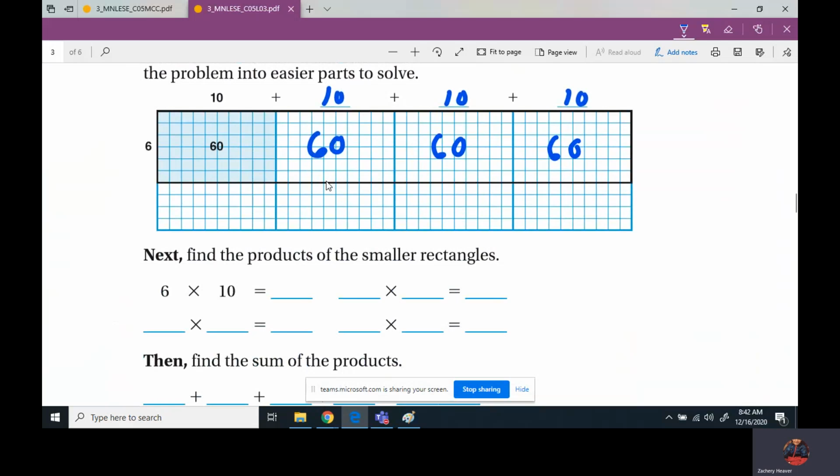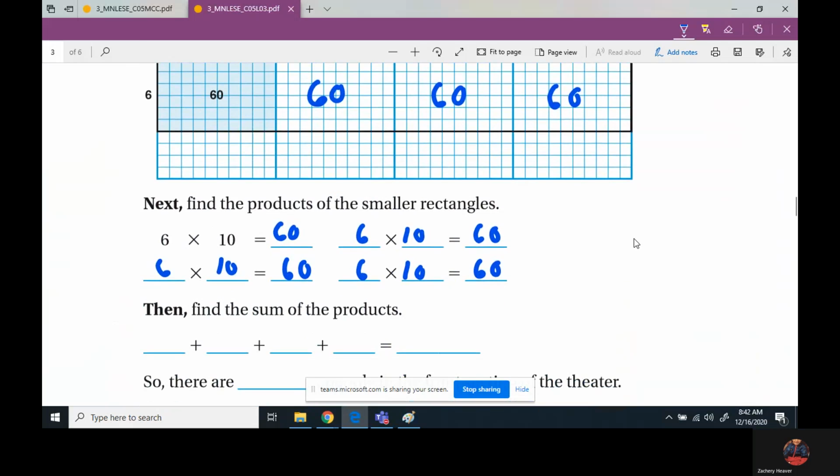6 times 10 is 60. 6 times 10 is 60. 6 times 10 is 60. And 6 times 10 is 60. And once you find all the products, you can take the products and find a sum. So 60 plus 60 plus 60 plus 60. Well, that's hard to do.